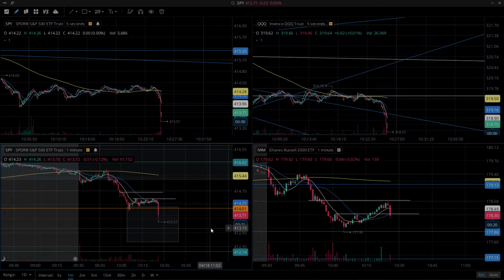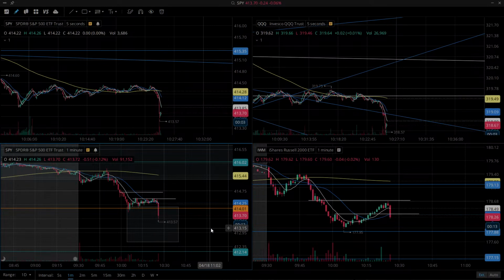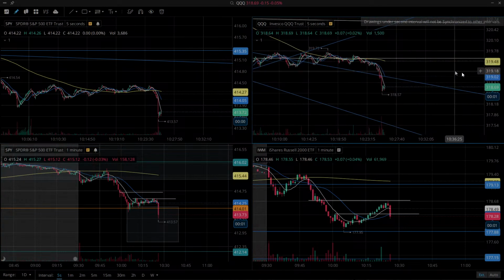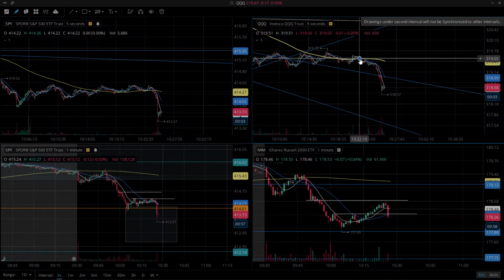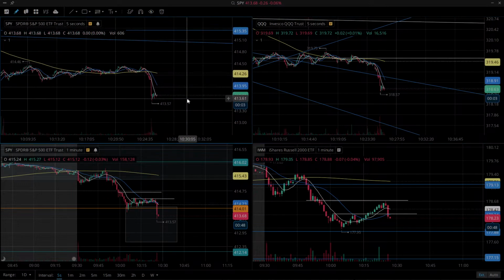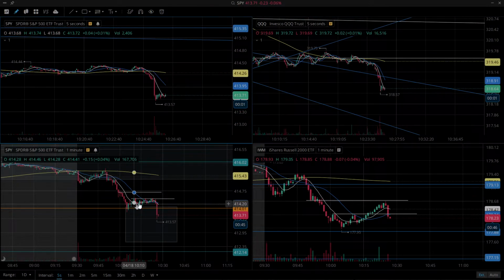I had an order thinking this was going to squeeze up a little, but I didn't get triggered up there, so I'm okay. I thought of just putting a short because I saw that rejection on that higher low. 41.78, I should have gone in at that one. That would have been a 4-pointer. The sell signal on Q was right over here when it breached this support. I missed that one too. It was fast.